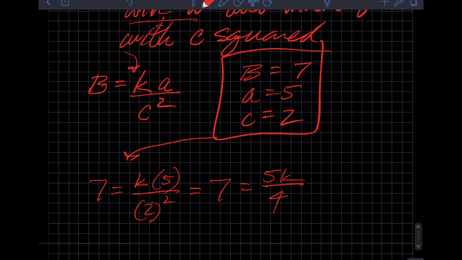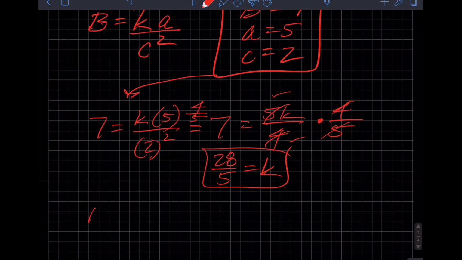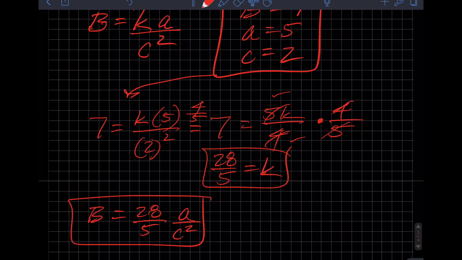To figure out what K is, I'm going to have to multiply by the multiplicative inverse, 4/5, multiply this side by 4/5. Or if you prefer, multiply by 4 and then divide by 5. But I'm going to get 7 times 4 is 28/5 is equal to, those all equal 1, so I get K. So my final formula for whatever this is, something that I made up, is B equals 28/5 times A over C squared. And then oftentimes I'm going to give you another A and another C and ask you what B is. Okay? So that's direct variation and multivariable variation with some examples.